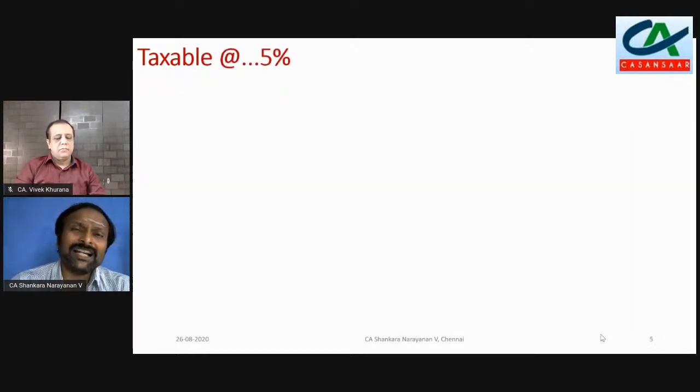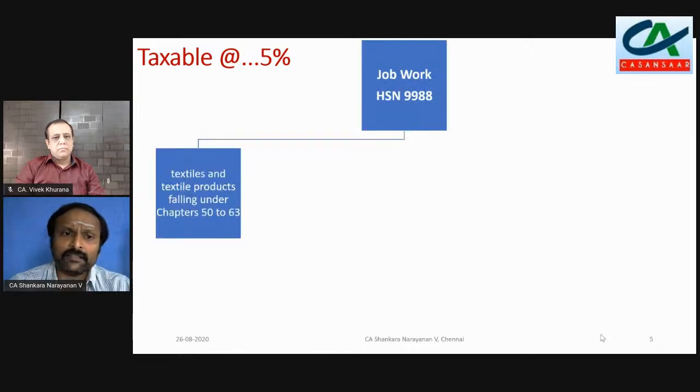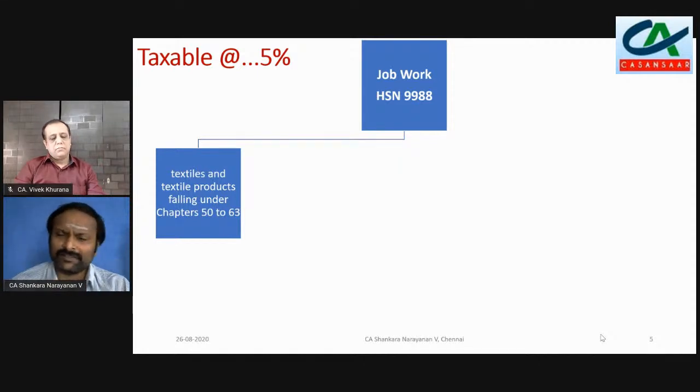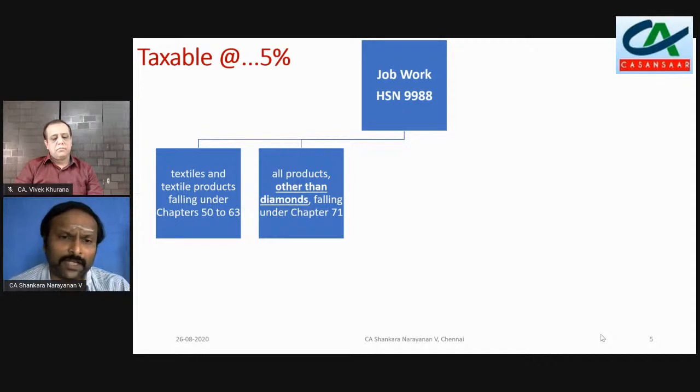So moving to the taxability of job work transactions. The 5% rate is applicable for certain transactions. That 5% rate is applicable in case of textile and textile related products, any job work done on them. Any job work done on textile and textile related products falling within the chapters in the HSN 50 to 63, anything done on that shall all come under 5%. For example, dyeing, all those kinds of activities.